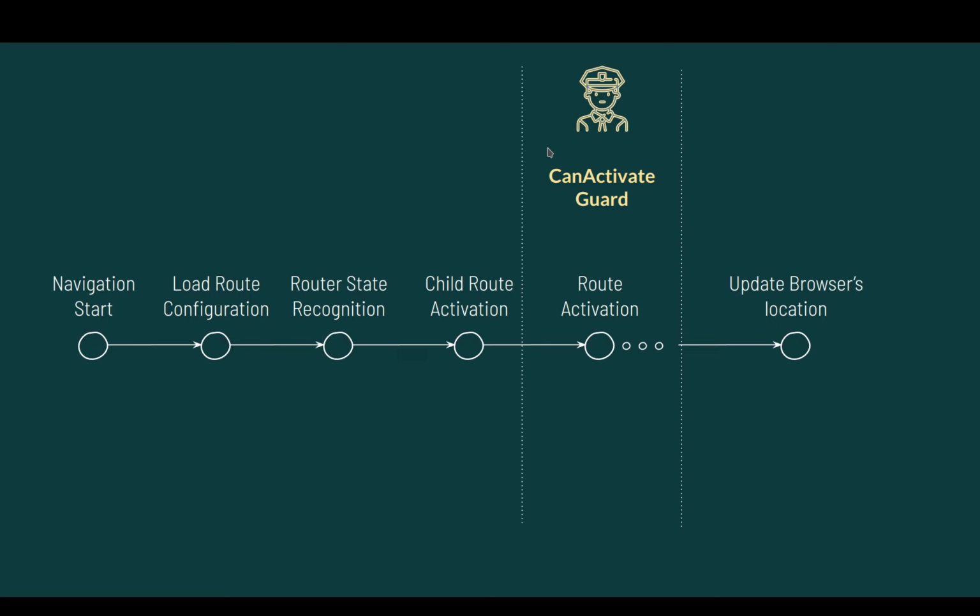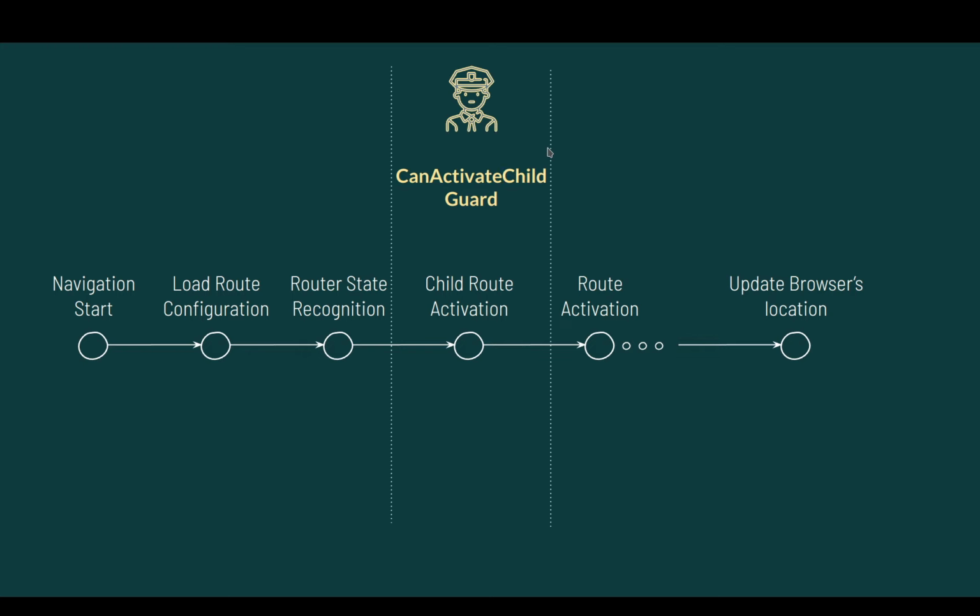The CanActivate guard runs close to the route activation event and prevents the user from accessing the requested path component. The CanActivateChild guard runs close to the child route activation event and prevents the user from accessing the requested children path component.